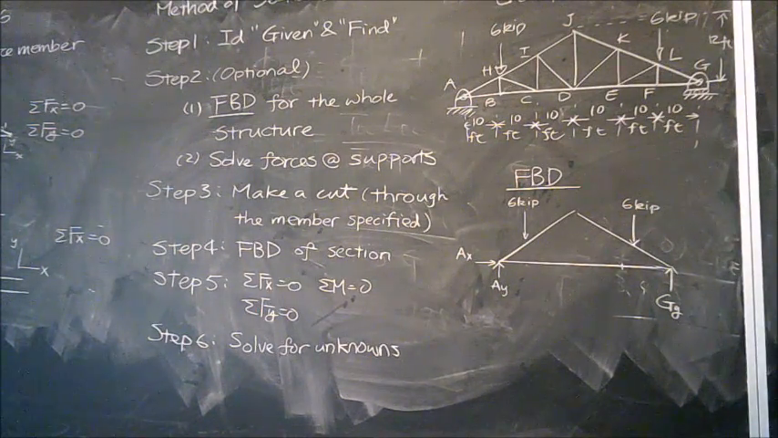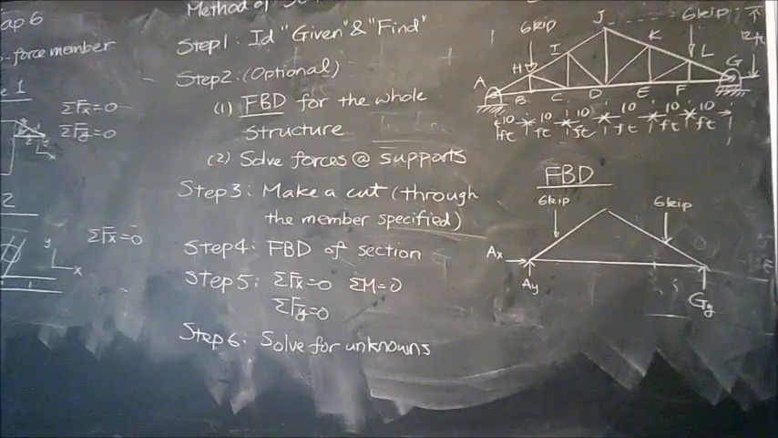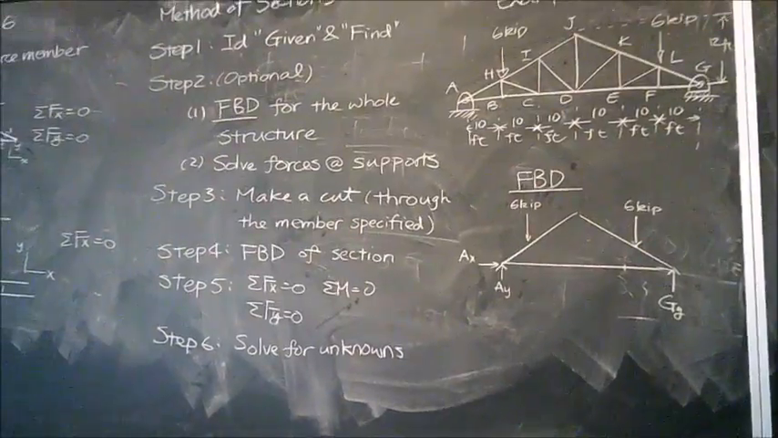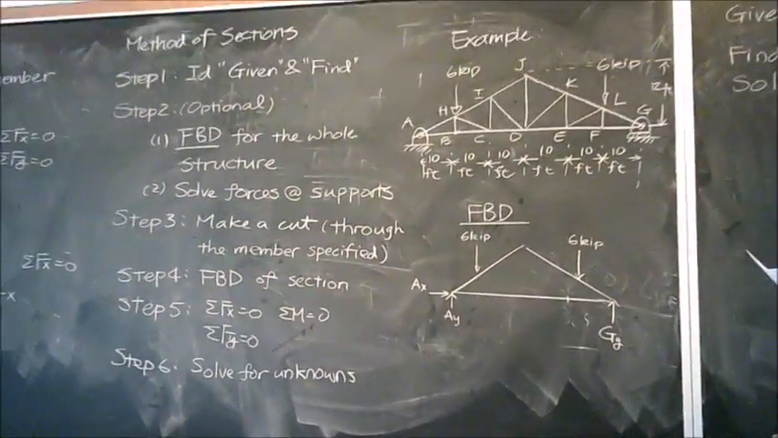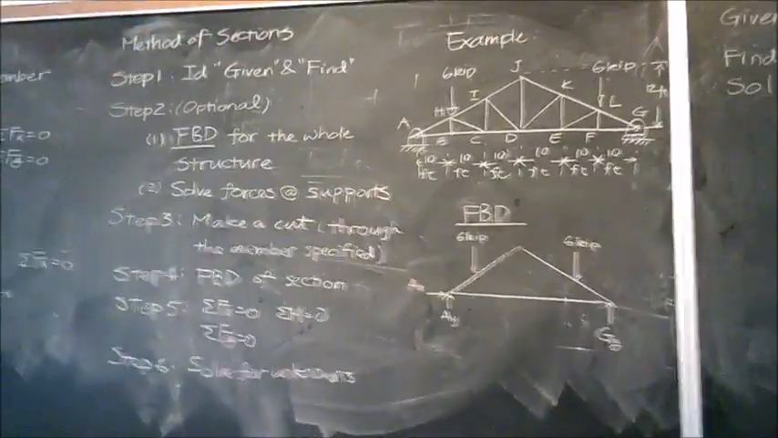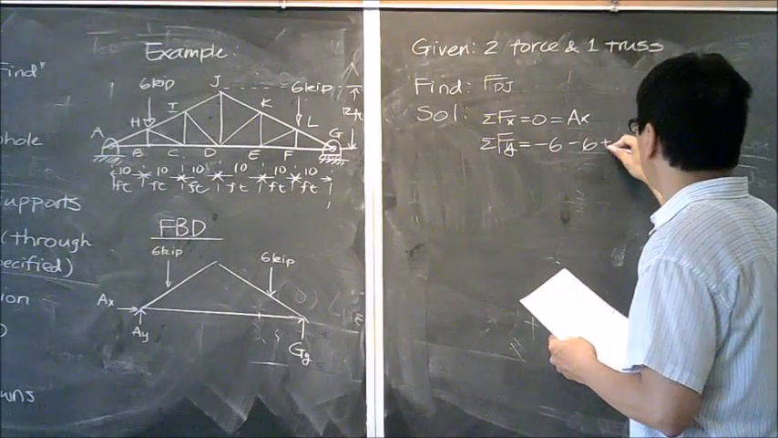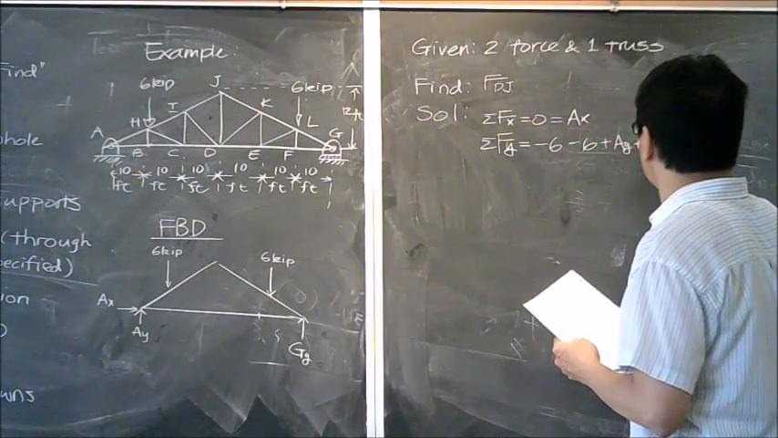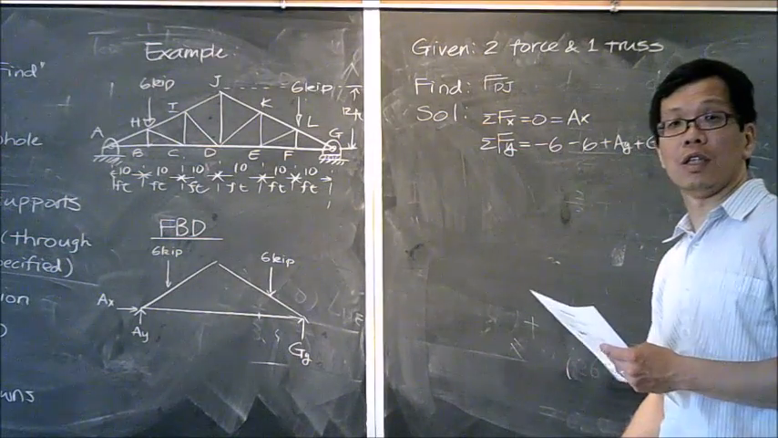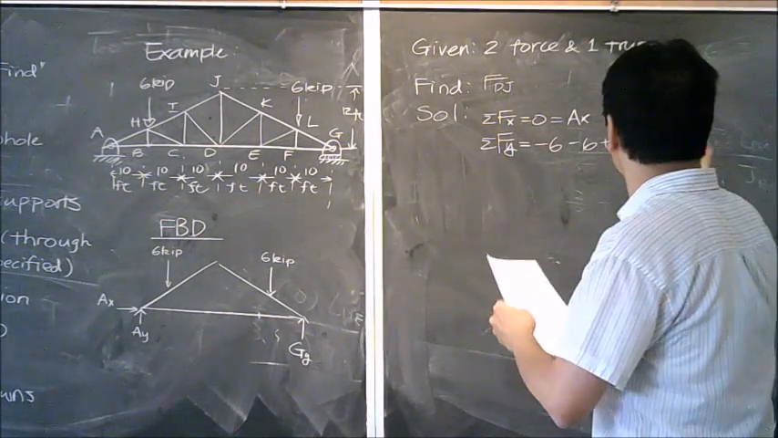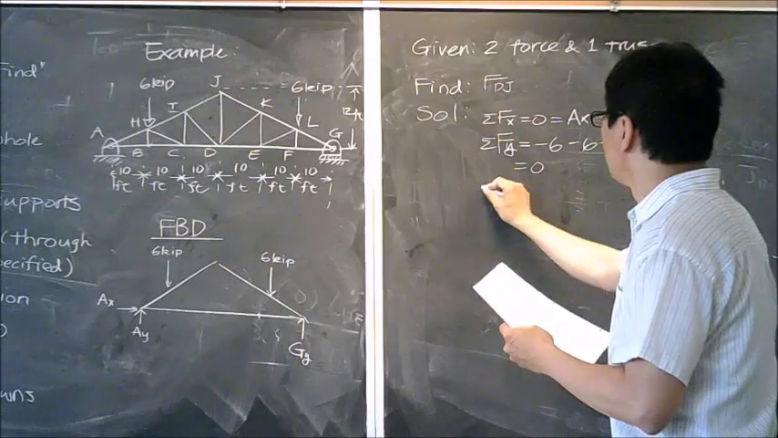So with the configuration shown here, it is kind of straightforward. The total force in the x direction equals 0, which means AX equals 0. I have two 6 kip forces pointing downward, so I have negative 6 for both of them, and I have AY and GY over here. So this equals 0.